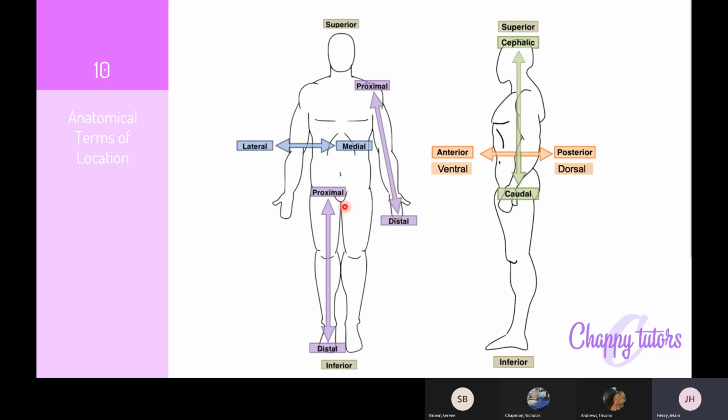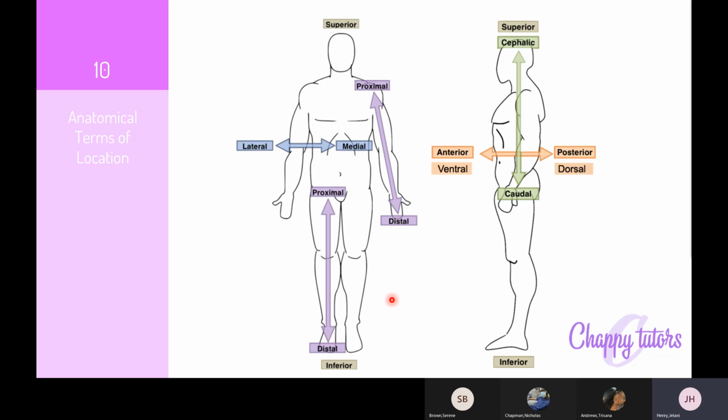All right. Same thing could be said for the lower limb. This region is the origin of the lower limb. So structures that are close to this region are referred to as proximal. All right. The further away from the origin we get, the more distal you get.